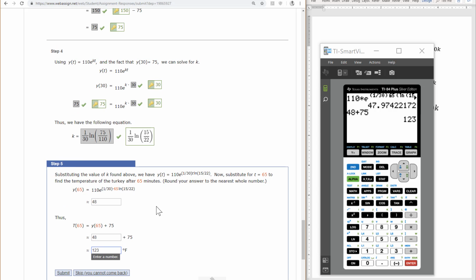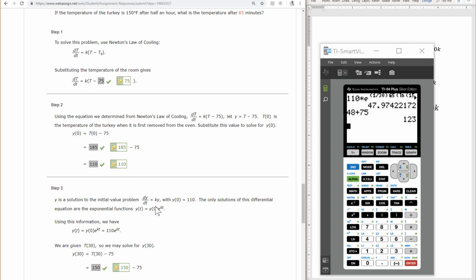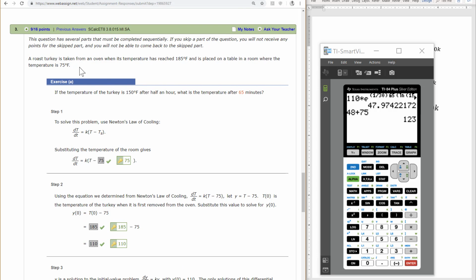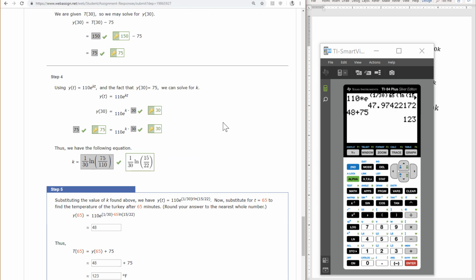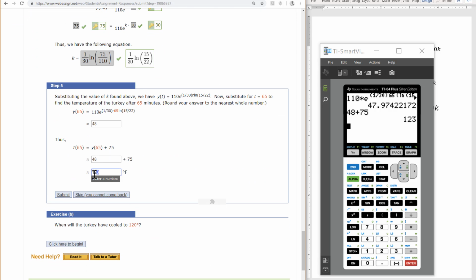So let's see if that kind of makes sense. We'll start off at 185 degrees, and in half an hour, it becomes 150 degrees. So it's going down. And 65 minutes, that's a little bit over an hour. It goes down to 123. Okay.